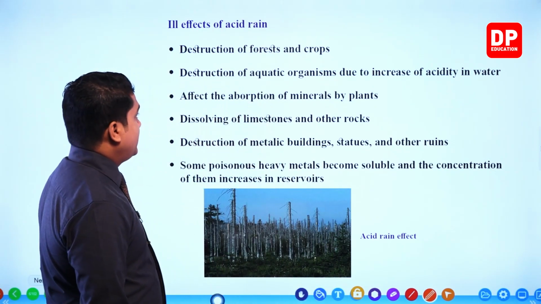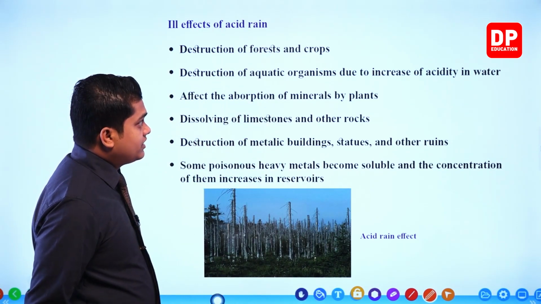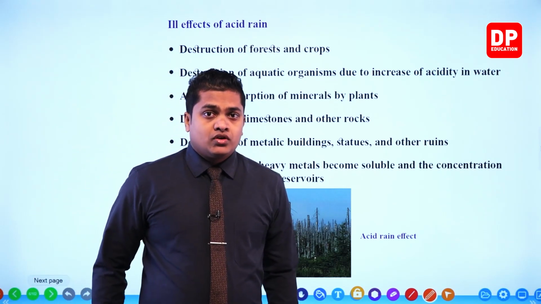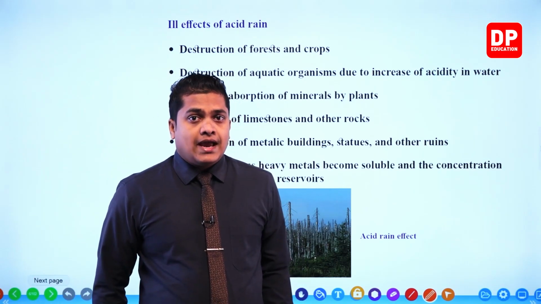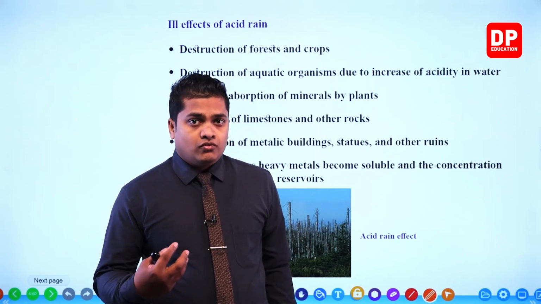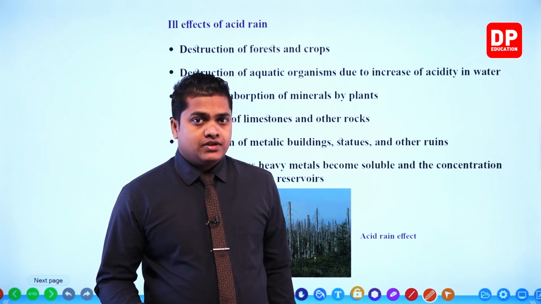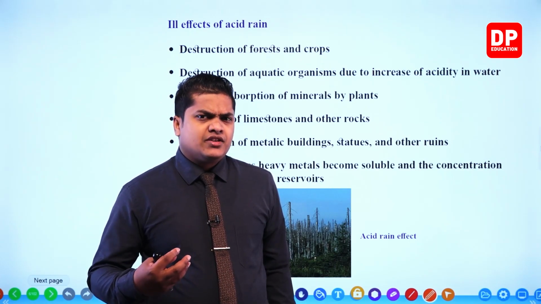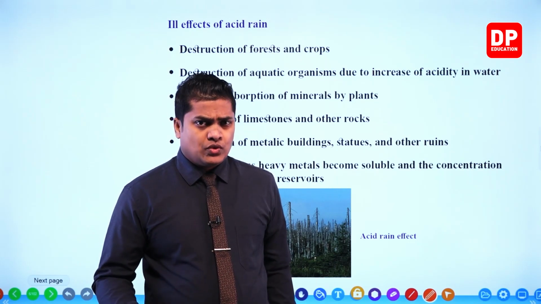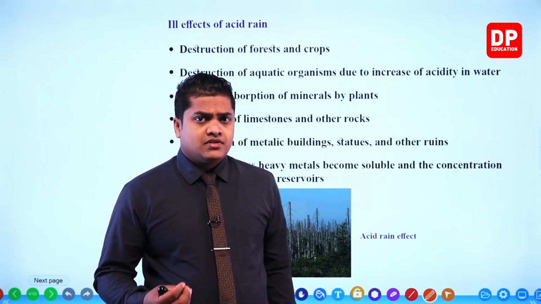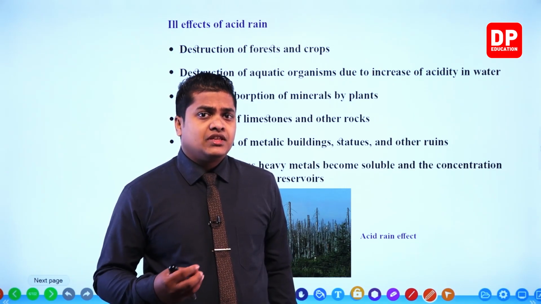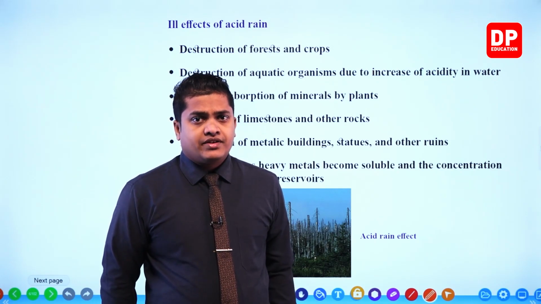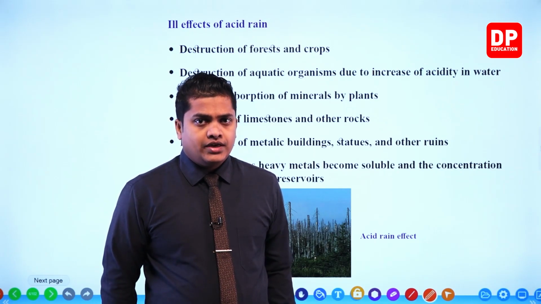Then the next one, my dear children: destruction of aquatic organisms due to increase of acidity in water. Once again, when this water falls onto reservoirs and water sources like rivers, waterfalls, tanks, ponds and so on, the aquatic organisms living within these reservoirs are definitely going to die because of the increase in acidity.